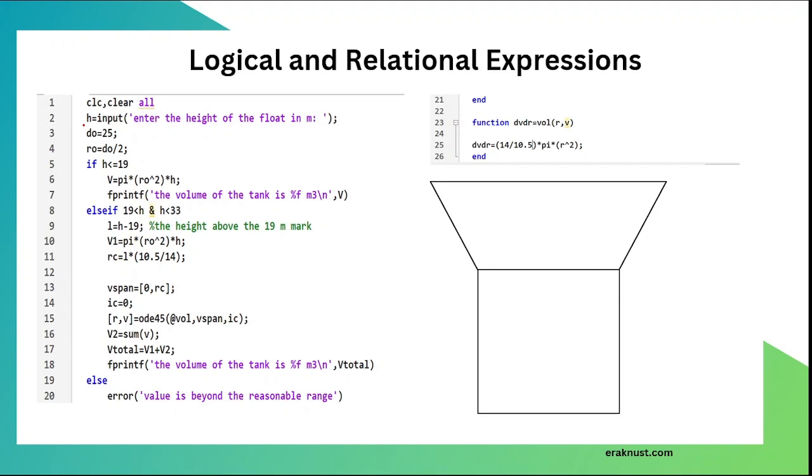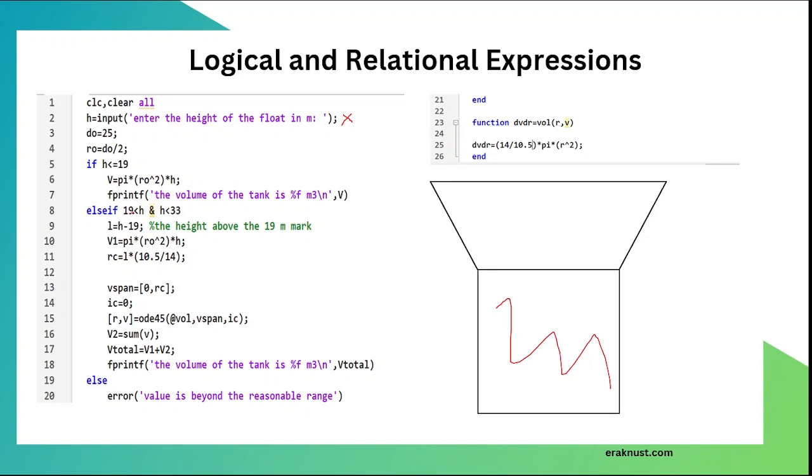So here, line 2 is where the user is going to input the value of the height. And we had the diameter for the base to be 25, so I use that to find the radius. And this is where our relational operations are coming in, right? So you're saying that if h is less than or equal to 19, then our volume is going to be pi r square h. So that's just going to be for geometry 1. That's the base here, right? So it will give us the output. It will tell us that the volume of the tank is whatever value we calculated in meter cube.